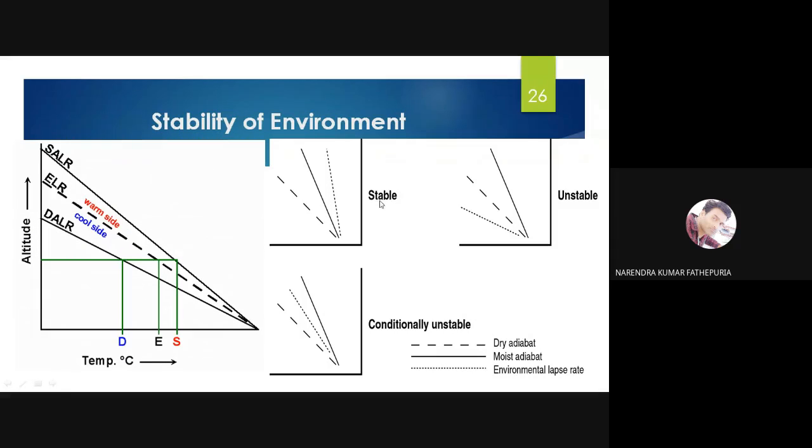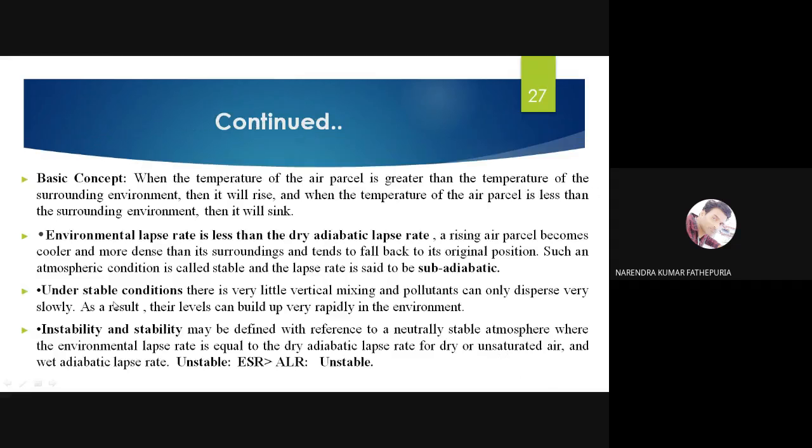So these three lines will decide the stability criteria. This is the stable condition, and this is the unstable condition where the environmental lapse rate is far away from the adiabatic lapse rate, and this one is down. Okay, I'll be talking later about all this. I will come back to this graph again.